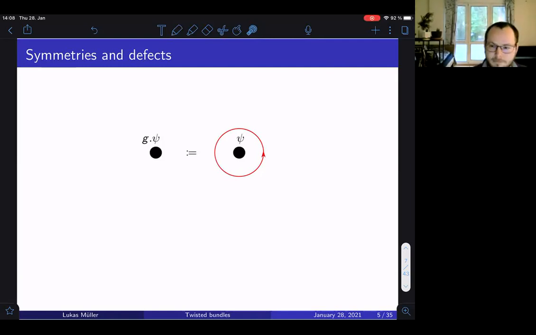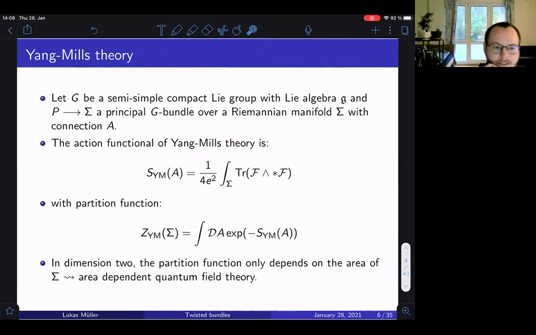Okay, so that's the general picture I have in mind, and now I want to make this precise in the case of really simple symmetries in two-dimensional Yang-Mills theory. So let me set the stage by fixing some notation. We fix a semi-simple compact Lie group, which has a Lie algebra g, and we fix a Riemannian surface.